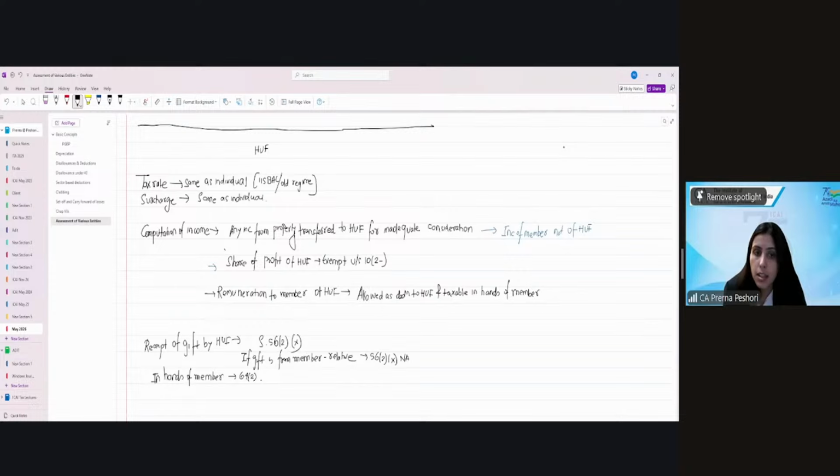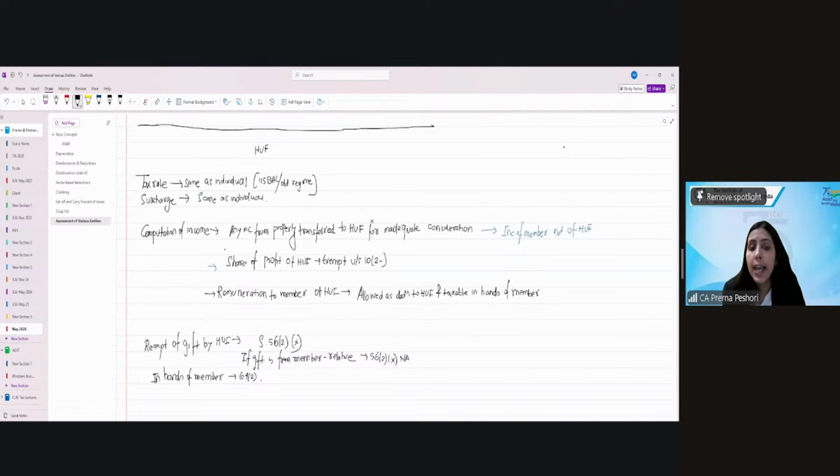Yes, ma'am. So when the gift is given by the member, that means it is for inadequate consideration. Now in the hands of the HUF, if it is from a relative, not a problem. But for the individual who is a member of the HUF and has converted the property into the HUF, in that case the income of the individual member will include the income from that property. Clear? Yes or no?